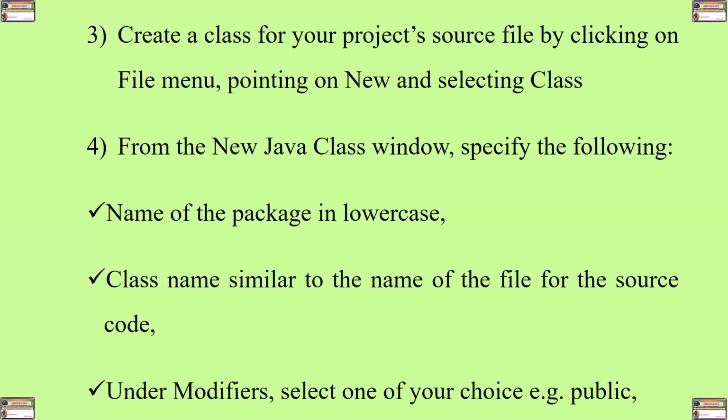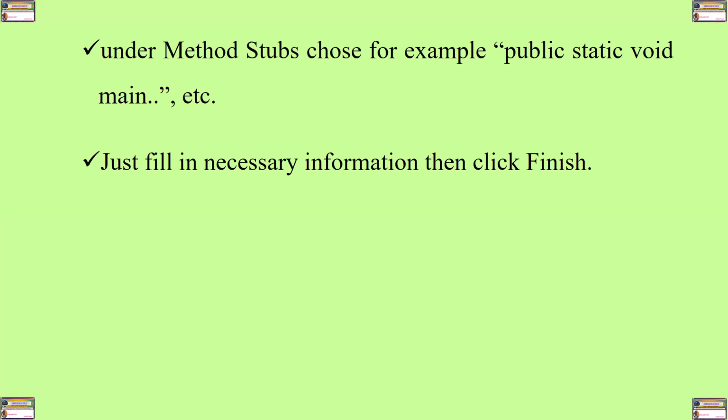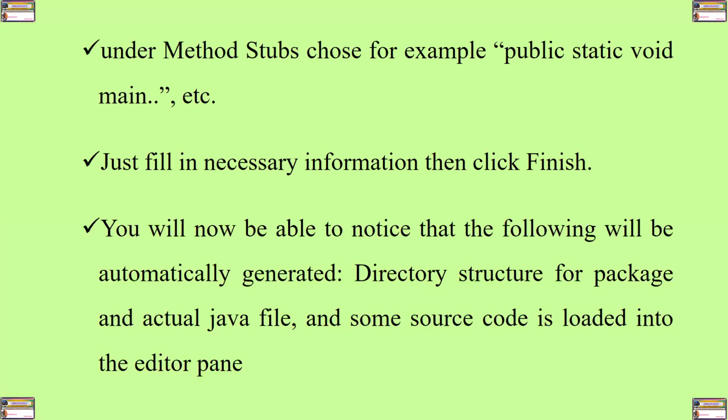Then under modifiers, you can select one of your choice, for example, public. Under method stubs, choose, for example, public static void main. Then fill in the necessary information and click Finish. You will now notice that the following will be automatically generated: a directory structure for the package and the actual Java file, and some source code will be loaded into the editor pane.